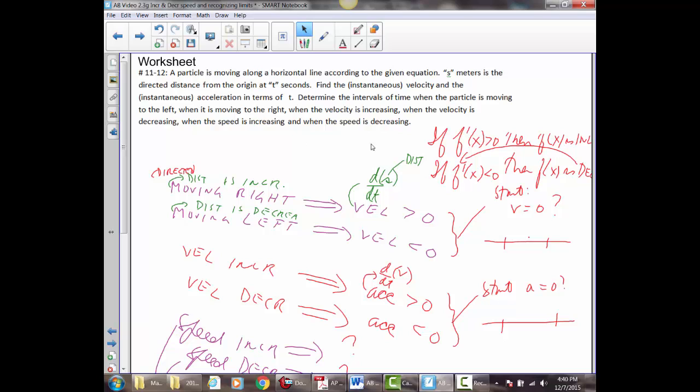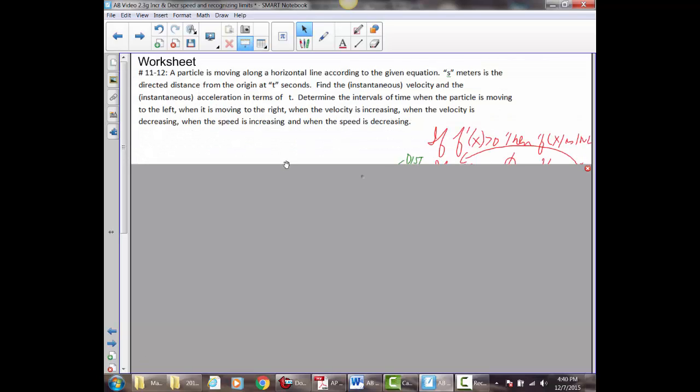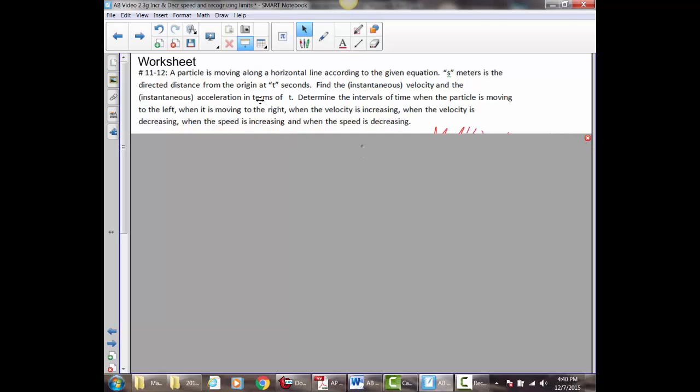Okay, but now we're going to get into increasing, decreasing. So let's kind of just look at the question for the time being, again from the worksheet. A particle is moving along a horizontal line according to the given equation. S meters is the directed distance from the origin at t seconds. Find the instantaneous velocity, so that's our first question, and instantaneous acceleration in terms of t. So they just want the functions v equals and a equals with only t's.